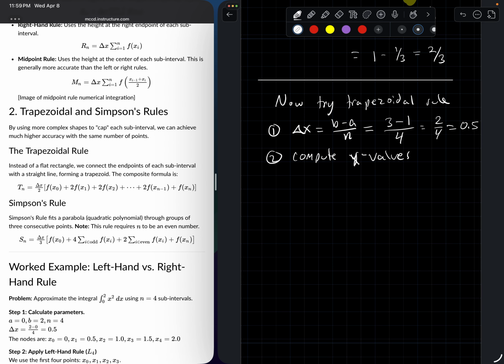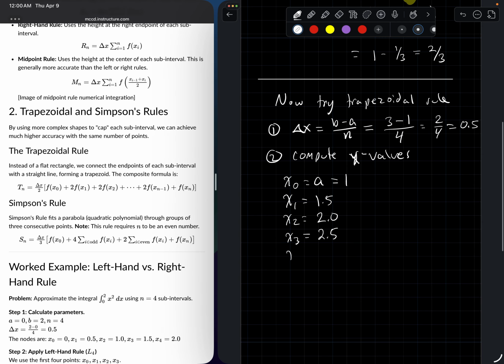And so the x values are going to start at a. So x0 would be a, which is just 1. And then from there, you add delta x every time. So for x1, you would add delta x to the 1, and we'd get 1.5. And then for x2, you would add another delta x. So you'd add another 0.5, and you get 2.0. And then x3, you would add another 0.5. So you get 2.5. For x4, you'd add another 0.5. So you get 3.0. And then that's where you would stop, because that happens to be b.